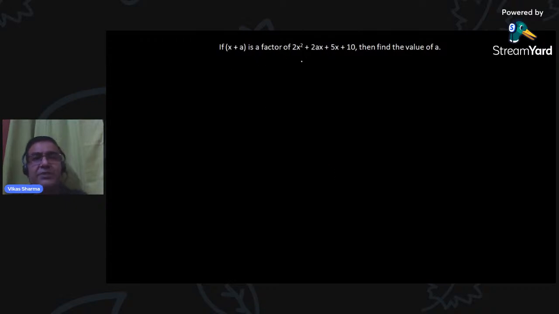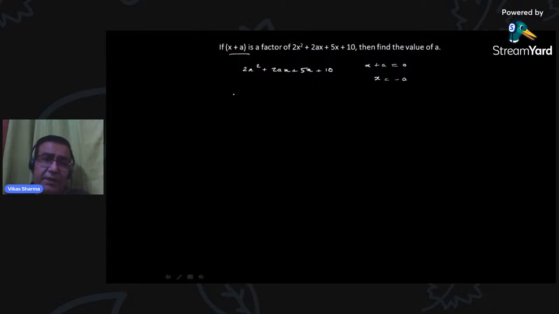Okay. If x plus a is a factor of this, then find the value of a. So the polynomial is 2x square plus 2ax plus 5x plus 10. We have to find the value of a, and we know x plus a is a factor. That means it can be equal to 0. That means basically x is equal to minus a. Now this is using the factor theorem, that if x plus a is a factor, that means the factor should be equal to 0, and therefore we can find the value of x.